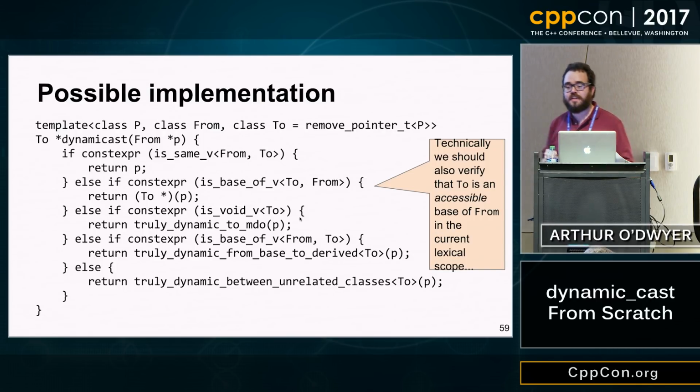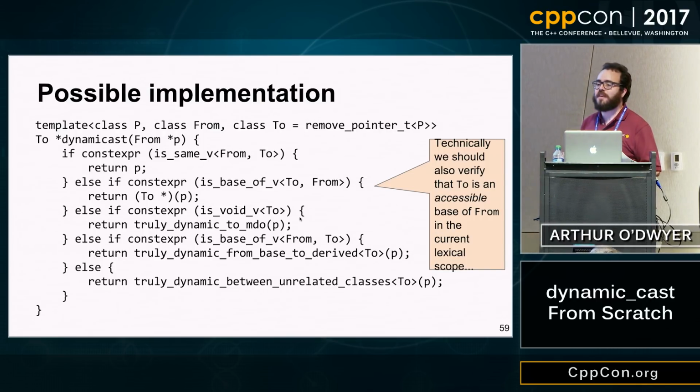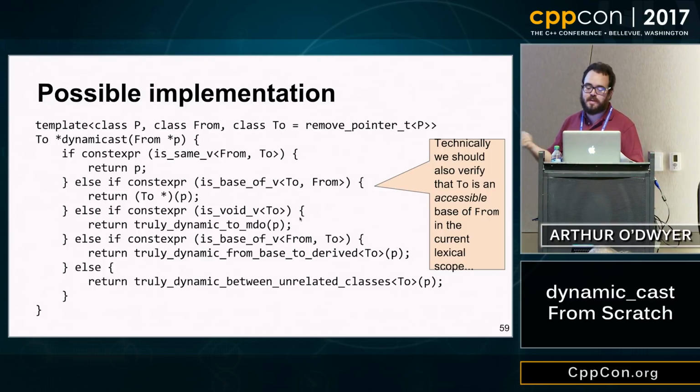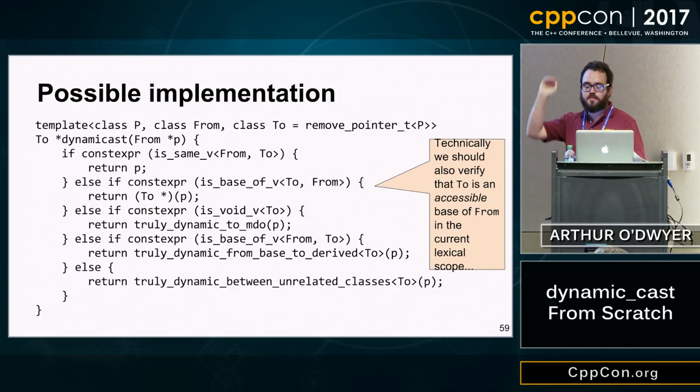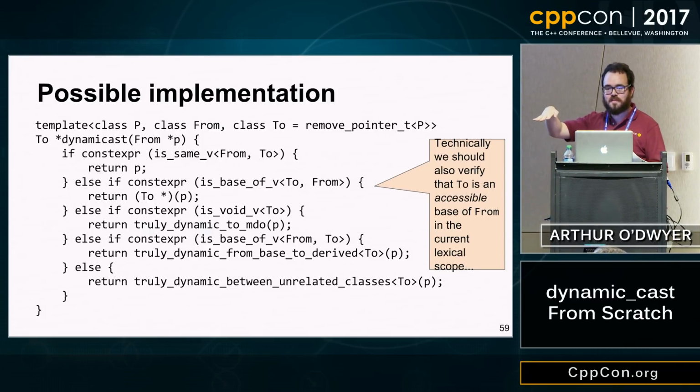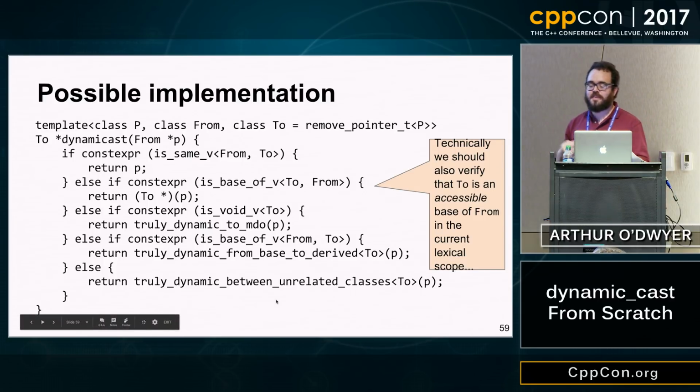Then, if we're casting to void star, that means the user's asking for a pointer to the most derived object and they don't care what it is. So I'll just return the most derived object, and I'll show code for that in the next slide. If we're casting down the hierarchy from the base to a derived class, I've got some code for that. And otherwise, we have unrelated sibling classes, and we're casting between them.